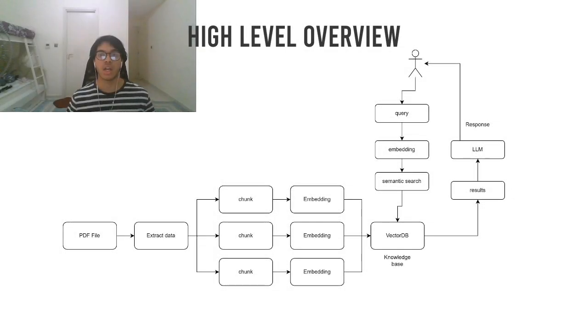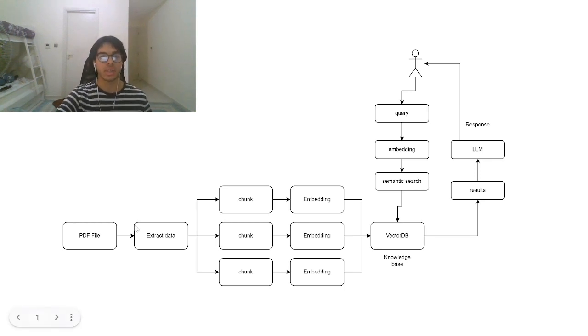Alright, so first, I'm going to give a high-level overview of how our project is going to work. So we have a PDF file, and we're going to extract data from it using a library in Python. Then, we're going to split our data into separate chunks. Now, the reason why you split it into separate chunks is because in order to answer a user's query, we do not need to look at the entire document. Rather, we need to look at only certain parts of it.